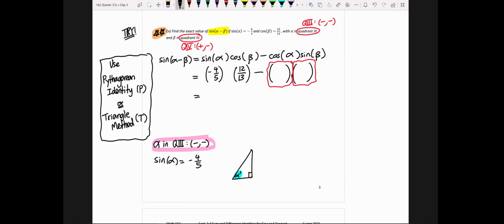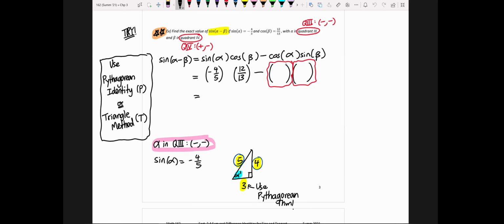Given sine of alpha being negative 4/5, we know in a right triangle, the ratio of opposite to hypotenuse is 4 to 5. And using the Pythagorean theorem, we can find the missing leg should be 3, because we know the Pythagorean triple 3, 4, 5. So given one leg is 4, the hypotenuse is 5, our missing leg is 3. Use the Pythagorean theorem.